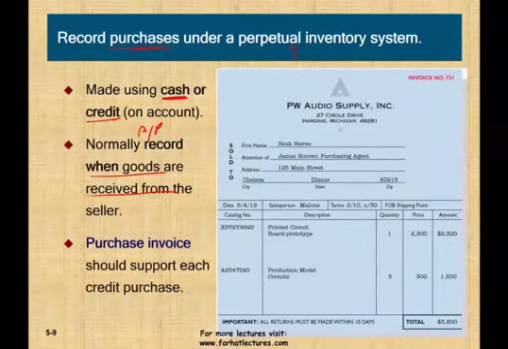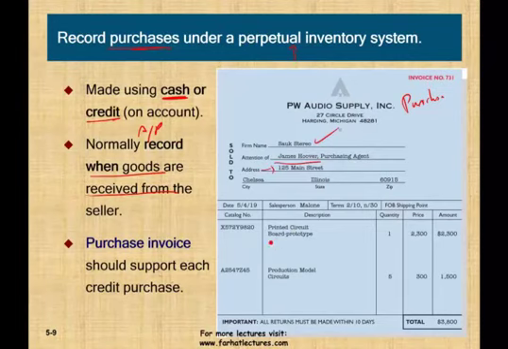And for purchases, a purchase invoice is a source document, what we call a source document for accounting. It means the evidence. What does the purchase invoice include? It includes the name of the seller, obviously, and the name of the buyer. So we are the buyer. Attention to this individual, the purchasing agent. This is their address. And this is what they purchased.